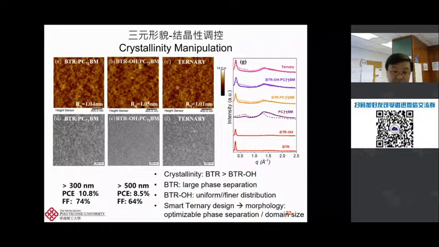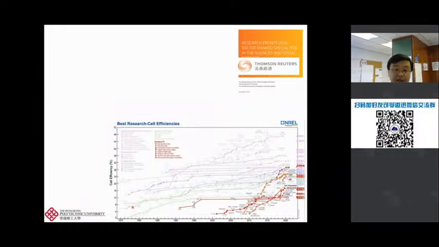Okay. And the ternary system can also go to thick film, which, as we know, is a very important part for printing, for larger area, getting good film without shorts. Okay, so that's all on fullerene acceptors here.